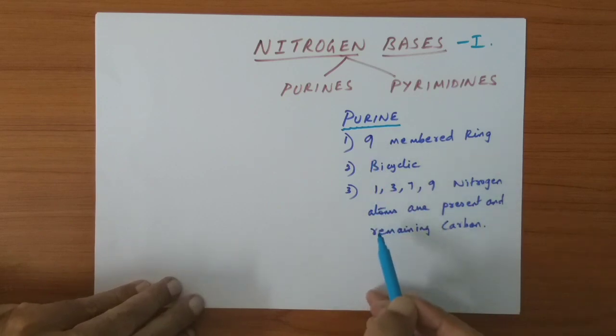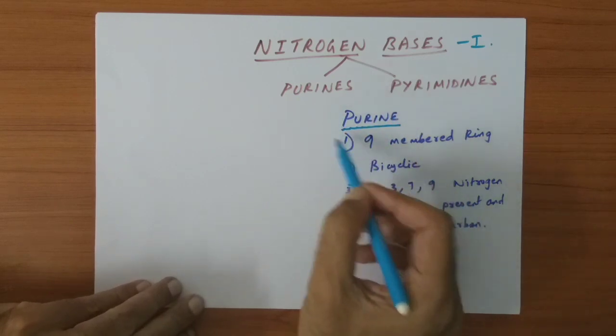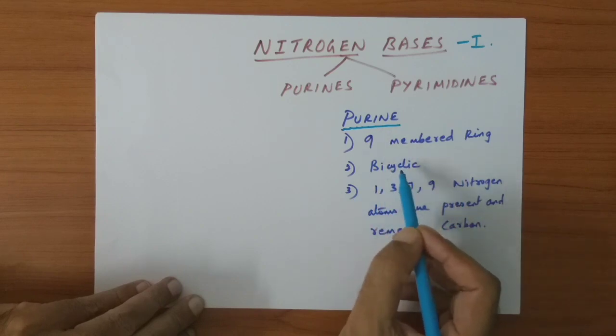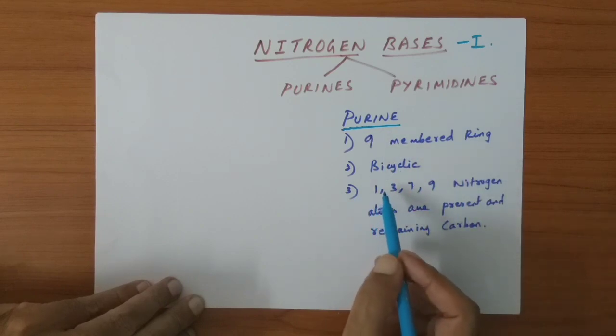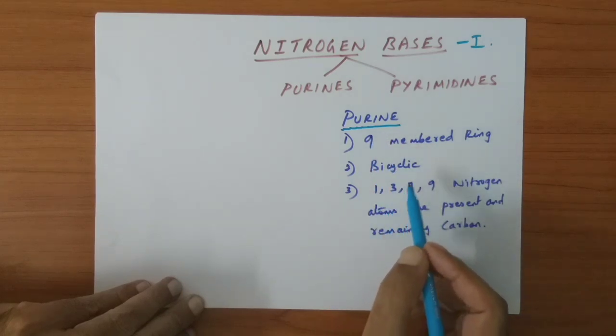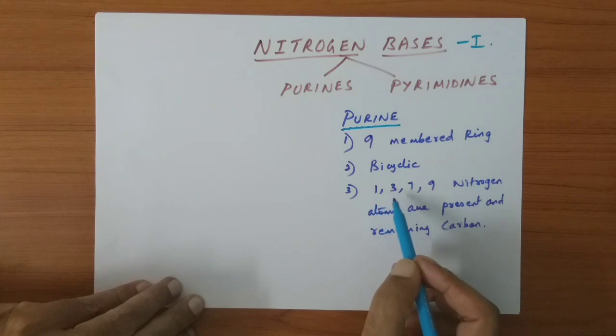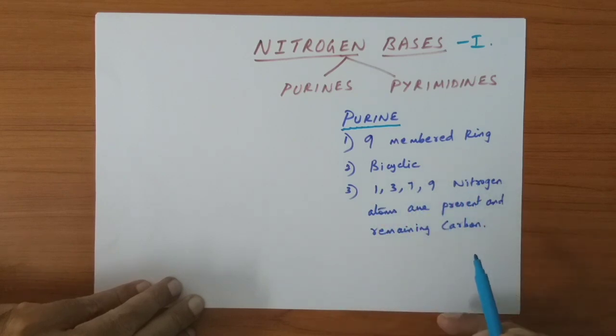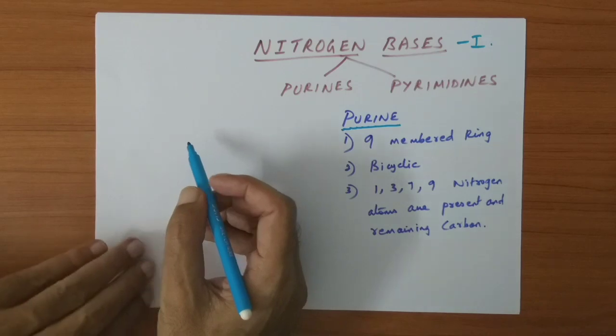I have given three basic points here regarding the purines. Purine is a 9-membered ring and it is bicyclic, and out of the 9 positions, in positions 1, 3, 7, 9 the nitrogen atom will be present, and in the remaining positions the carbon atom will be present. So first, let us make a rough structure.